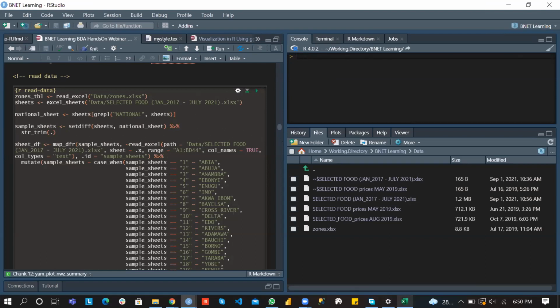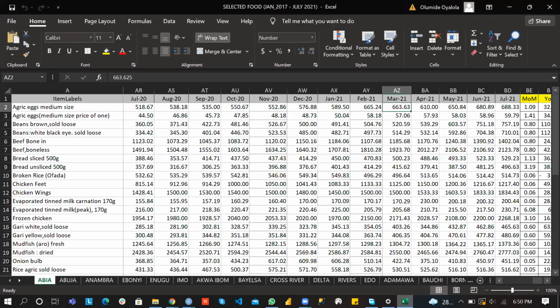Now, let's take a quick moment to go back in retrospect to what I said regarding tidy data sets. I mentioned 3 attributes of a tidy data set. I said each variable must have a column, each observation must be on a row, and each value must be in a cell, right? Now, this is the data set that I downloaded from NBS. This is a full data set, and you can see that each state has a sheet in the Excel workbook, right?